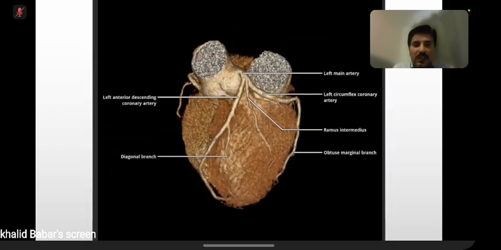There is one important landmark or anatomical variant which can come in the FRCR1 anatomy exam, which is called the ramus intermedius vessel. Sometimes a left main artery, instead of bifurcating, can trifurcate into three vessels. One is the left anterior descending, the other is the left circumflex, and the third branch is called the ramus intermedius. So this is one of the anatomical variants which can come in your FRCR1 anatomy exam.